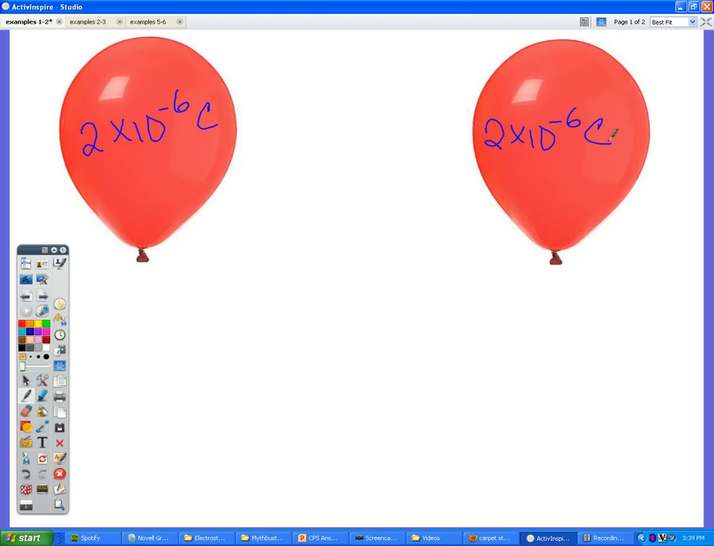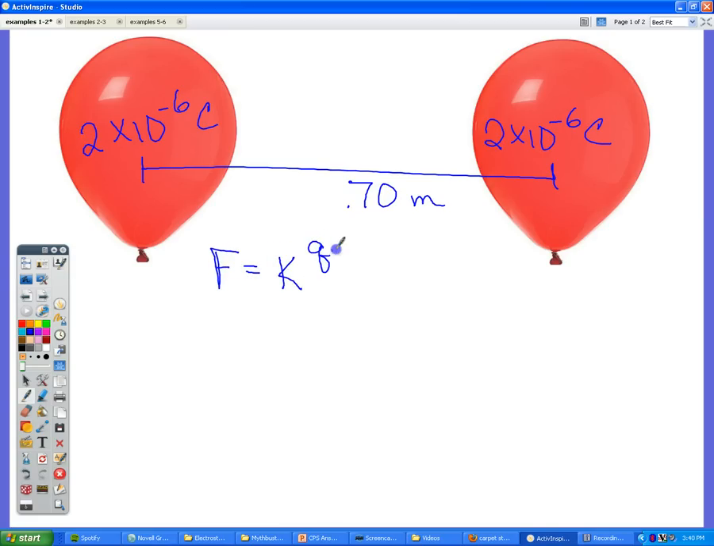It says that she holds them a distance of 0.7 meters apart, and they want to know what is the electric force between the two. So we have our distance, and our distance is 0.70 meters between the two balloons. The equation that we'll use for this problem is the force between two charges is equal to K, which is a constant, times Q1 times Q2, all over the distance between them squared.